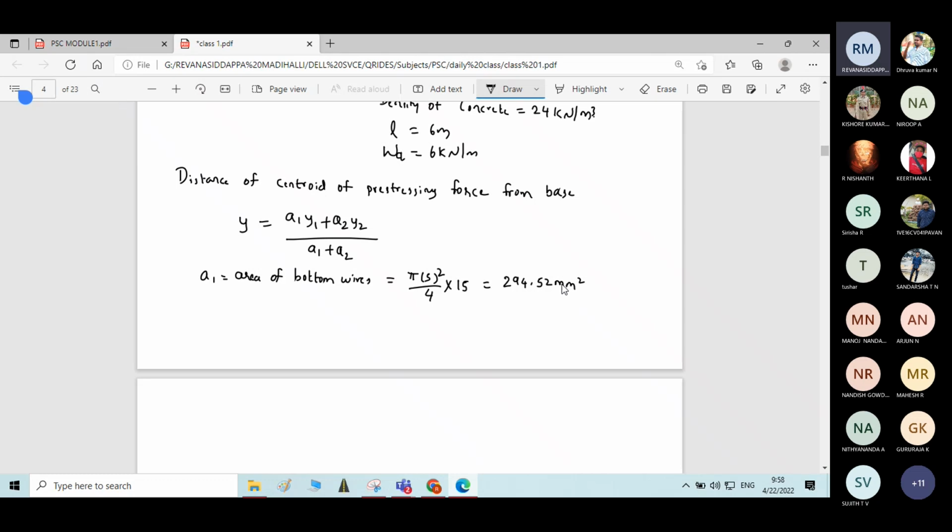All of you, please check the answers. If you are getting any other different answer, let me know, and we will do the correction. Don't simply write the answer which I am writing here. Please do the calculation on your own and cross check the answer.